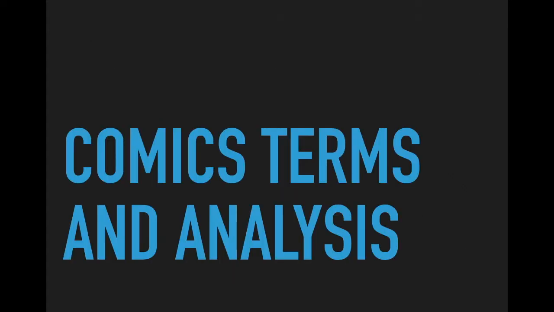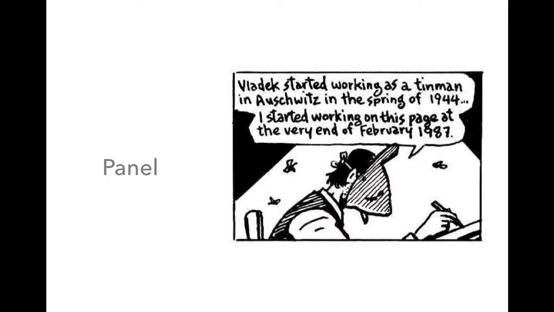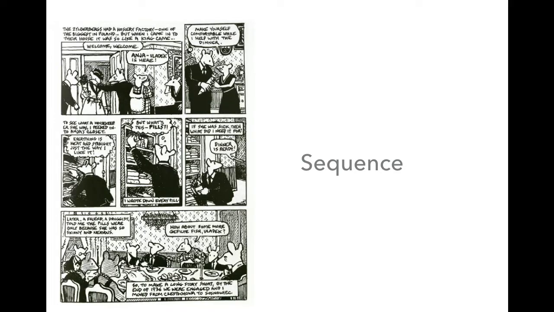Now, it's not 100% necessary to use special terms, but I do find it helpful because it does focus, like I said in the introduction here, your thoughts a little bit. The easiest one is the panel. When you're reading a comic or a graphic novel, the little square inside of which something is happening is called a panel. A bunch of panels put together is a sequence, which is fairly obvious, a sequence of panels.